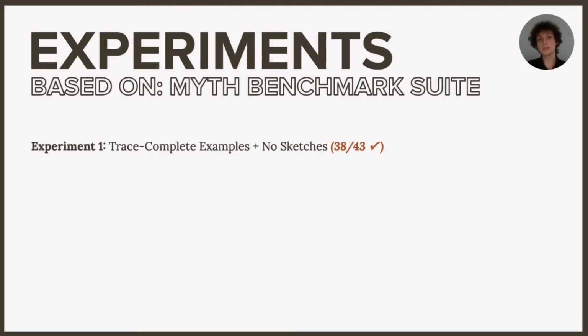With this information, we could successfully synthesize 38 out of the 43 benchmarks from the Myth benchmark suite. In the paper, we talk about some hypotheses why we couldn't get that number up to 43.